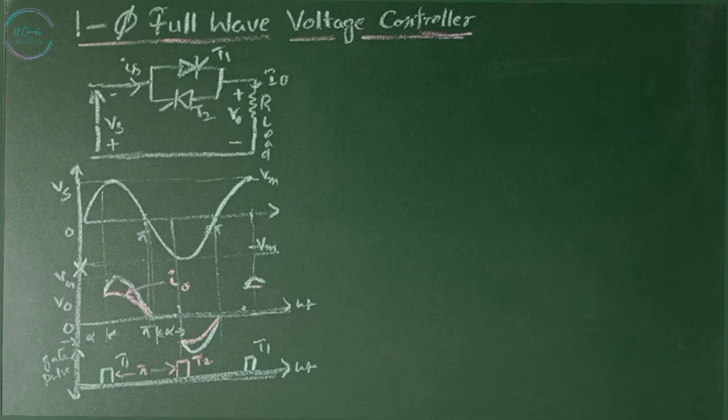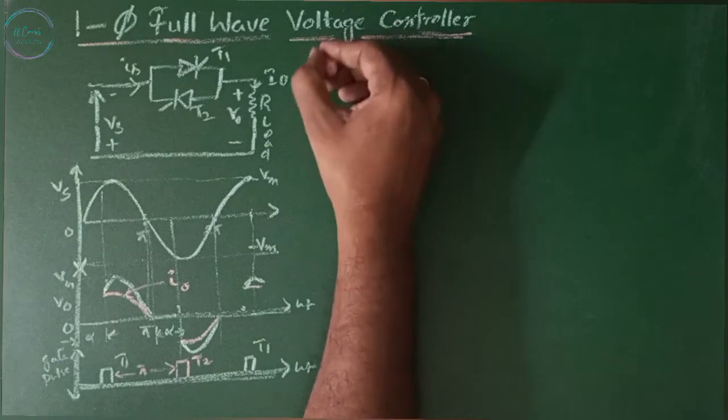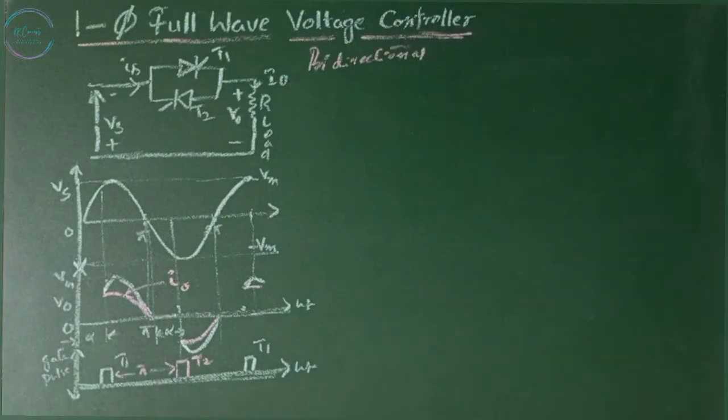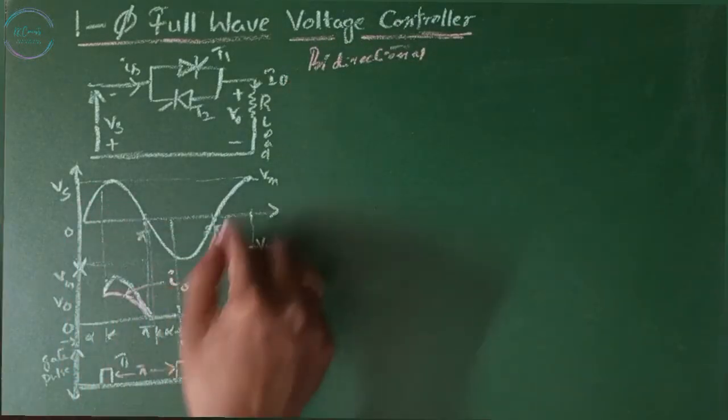As we know, in a single phase half-wave voltage controller, the output voltage and input current are asymmetrical and contain a DC component. This problem of DC input current can be prevented by using bidirectional control, which is nothing but full wave control. So, single phase full wave voltage controller or bidirectional voltage controller with resistive load. This is our input waveform.